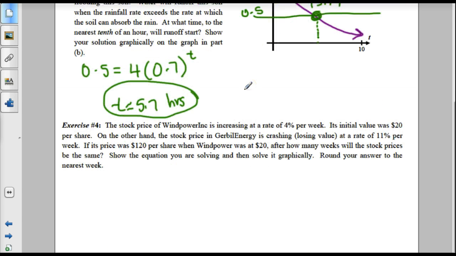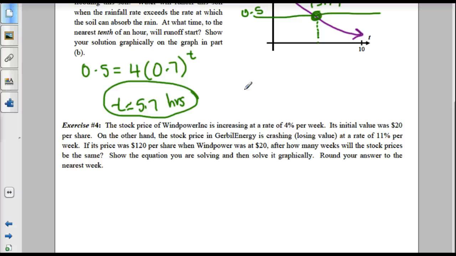Now the last lesson, that last exercise, let's see how this is worked. The stock price of Window Power Inc. is increasing at a rate of 4% per week. Its initial value was $20 per share. On the other hand, Gerbil Energy is crashing, meaning it's losing value, decreasing at a rate of 11% a week. If the price is 120 per share, when Window Power was at $20, after how many weeks are they going to be the same? Show the equation that you're using to solve.